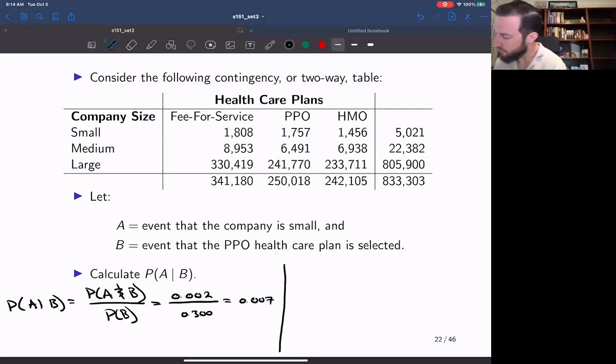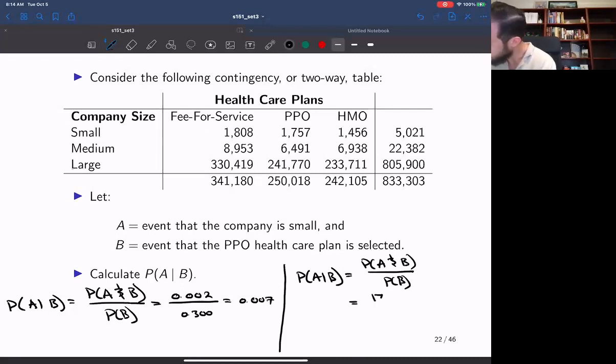Now, we can also show that if we were to use the fraction representation, what's happening here is we have 1757 divided by 833,303 over 250,018 divided by 833,303.